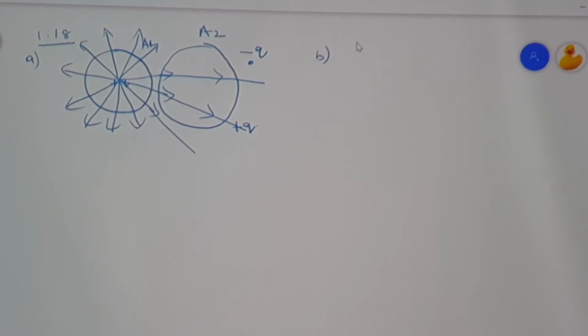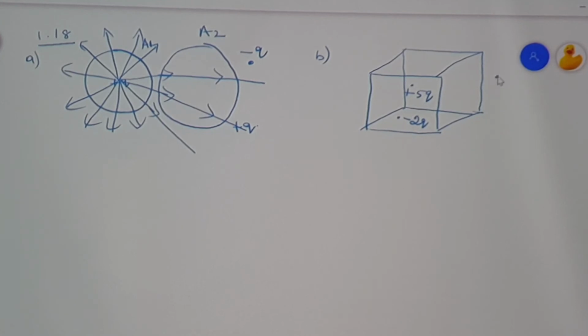This is one of the diagrams, and let us consider this diagram as A. We are having the next diagram B. What is that next diagram B? A cubical vessel is considered, a cuboid. Inside this cuboid you are having two charges, one is minus 2Q and another one is plus 5Q, and outside you are having minus 10Q.